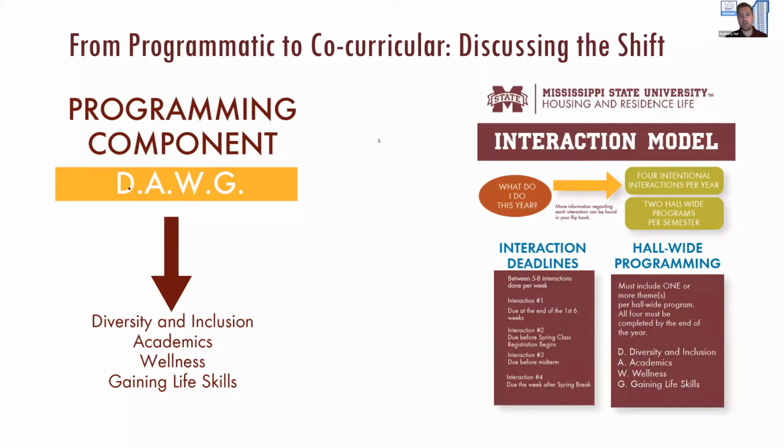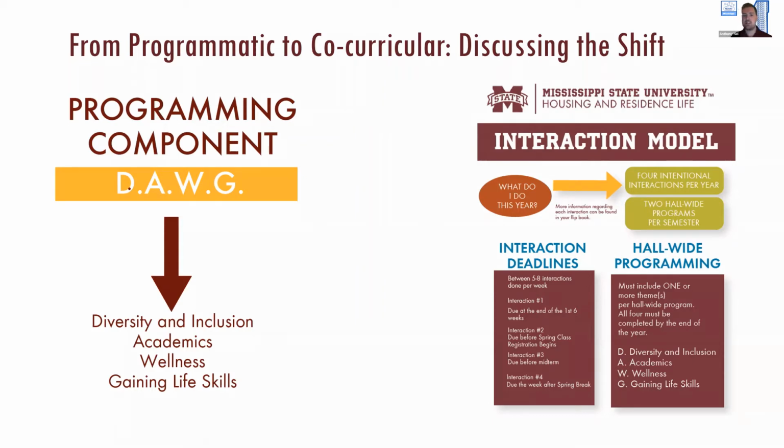Before we get into what we're currently doing, I do want to give some context to what we used to do before moving to the curricular model. Before, we had a programmatic model, which incorporated two different areas. The first is the programming component, which was the DOG model, which included general themes of the types of programs we wanted our resident advisors to implement within the residence halls, on their wings, or within their buildings. Those categories were diversity and inclusion, academics, wellness, and gaining life skills.